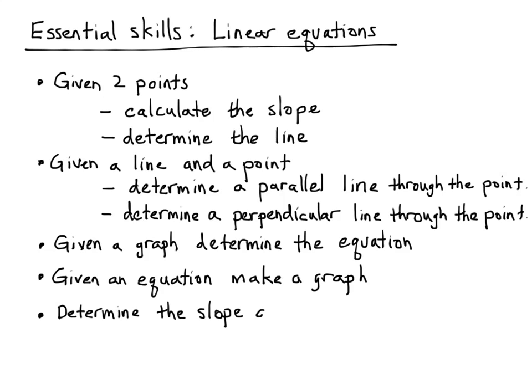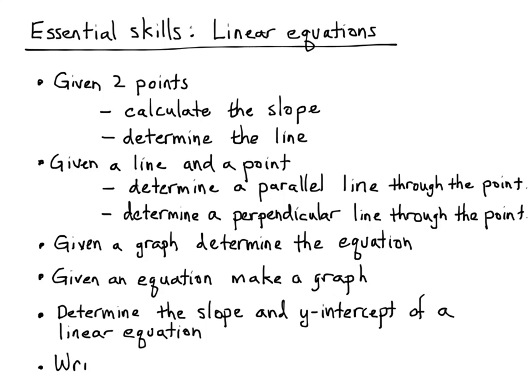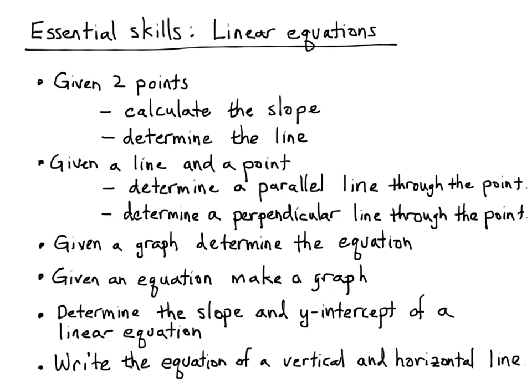And then the last thing is determine the slope and y-intercept of a linear equation and write the equation of a vertical and horizontal line. Okay, so remember that a vertical line is where you have just x equals a number. So when x equals 2, you have a vertical line.